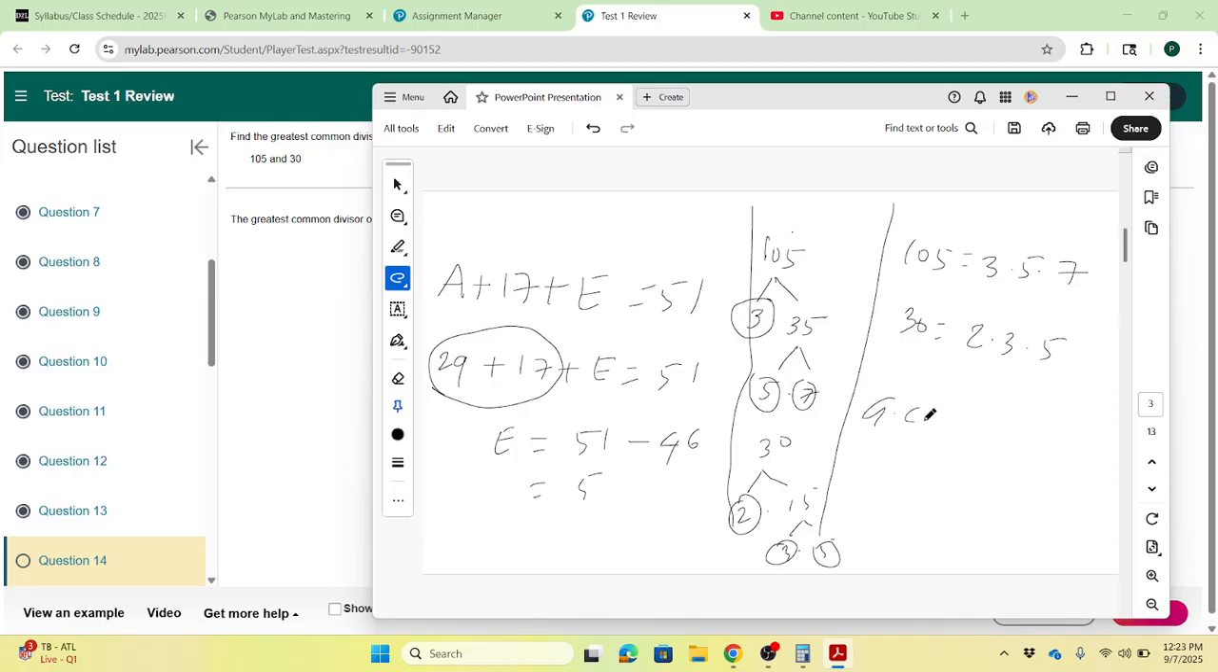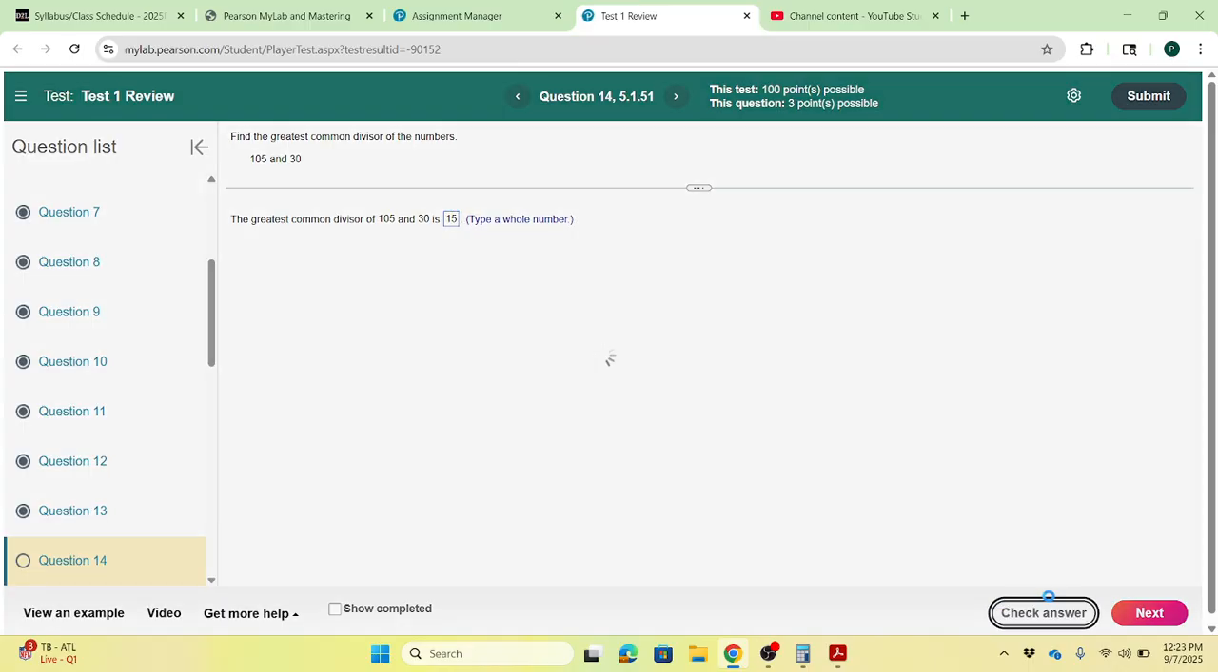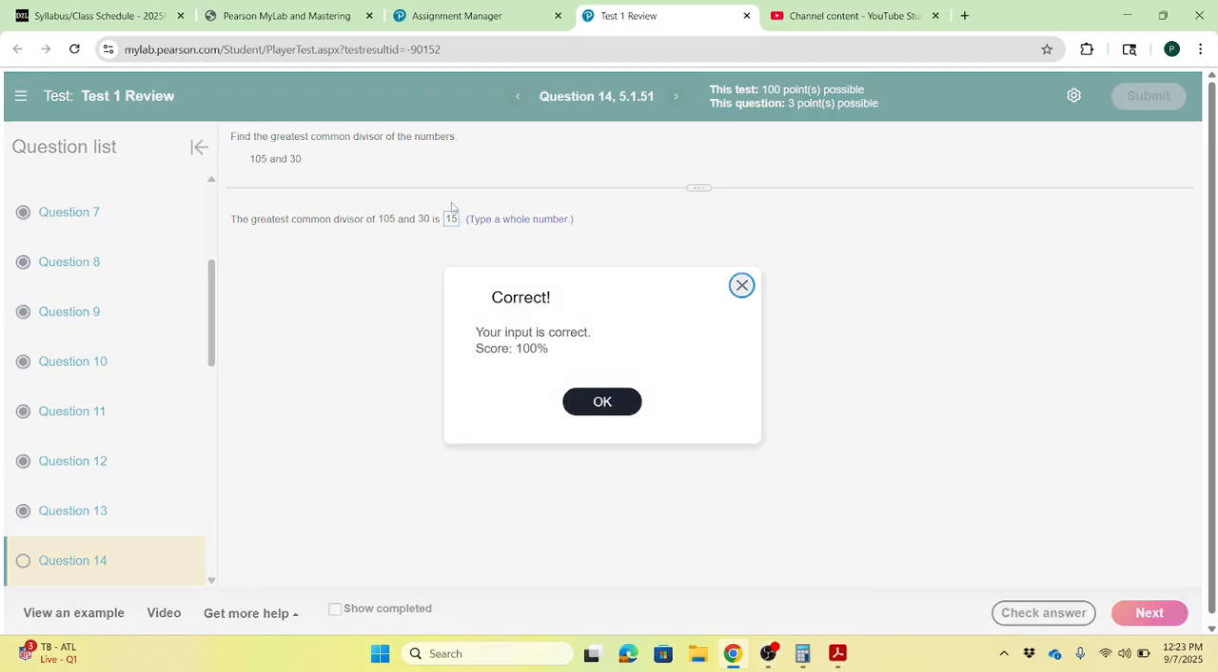So greatest common factor would be, just look at here and take the common factors. 3 is here, 3 is here, so you just take one of the 3. 5 is here, 5 is here, so you just take one of the 5. And the rest, you don't take them. So 15 is the greatest common factor for 105 and 30. The meaning is 15 is the greatest number which can be used to divide 105 and 30 both. That's the greatest common factor.